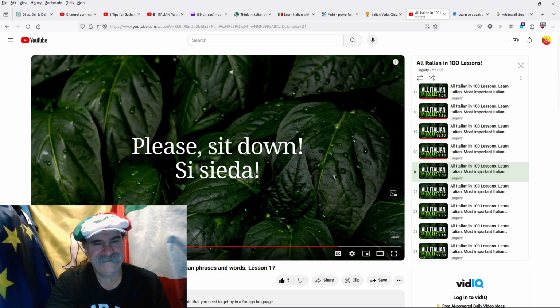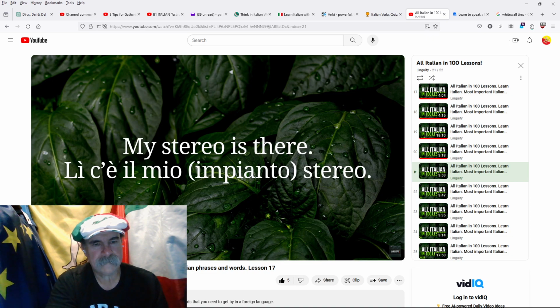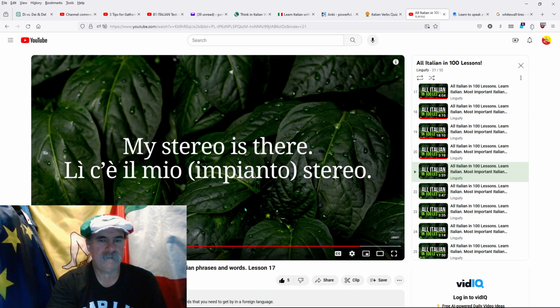My computer is there. Lì c'è il mio computer. My stereo is there. Lì c'è il mio impianto. Lì c'è il mio stereo.